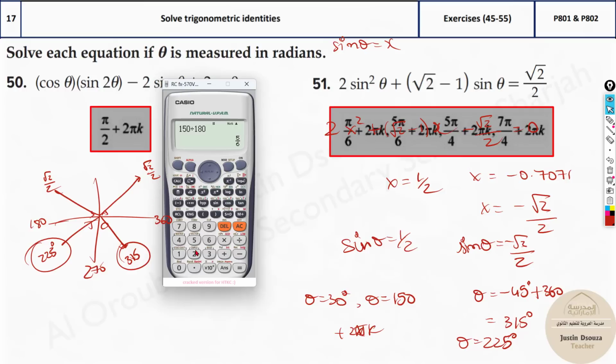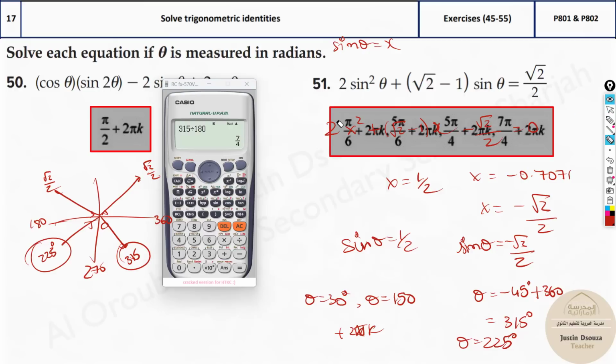And over here we have 225. 225 divided by 180 is 5 by 4 pi. And lastly we have 315, that is 7 by 4 pi. And now if you have checked, you need to check it over here. You won't have any extraneous solution because of all of these solutions.